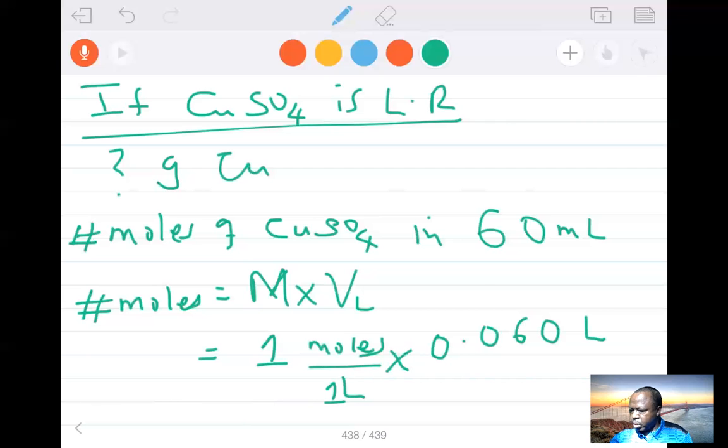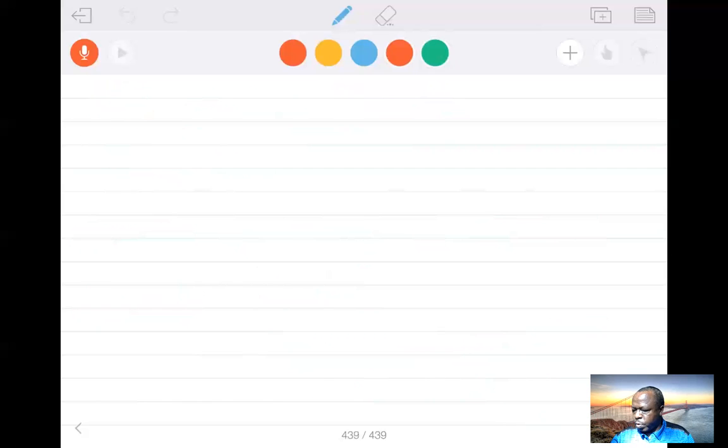What I've done there is change the 60 ml to liters so that this will cancel out and that will cancel out. So I have 0.060 moles of copper 2 sulfate. You have to find the number of moles of copper 2 sulfate first, and then from there, you can now find the grams of copper from 60 ml copper 2 sulfate.